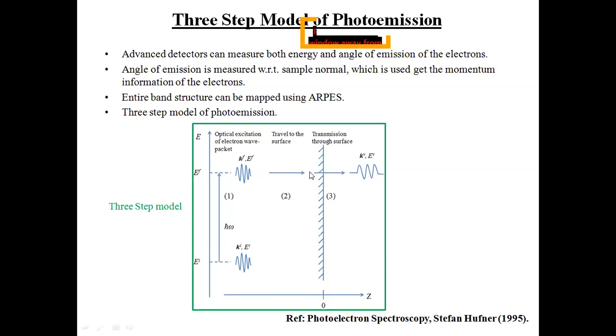In the second step, that electron travels to the surface. And in the third step, it is emitted through the surface. In vacuum, we measure these two quantities, KV and EV, along with the number of electrons. And from this information, we can actually find out the values of Ki and Ei, I mean, while it was inside the sample without any excitation. So this model is known as the three-step model.